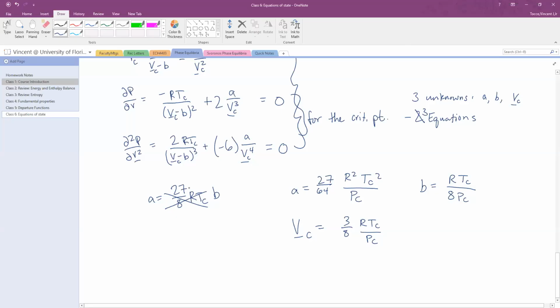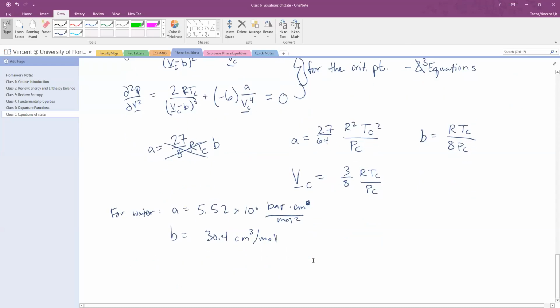So we can plug in the values of critical temperature and critical pressure and say that for water, the values of the van der Waals constants are A is equal to 5.52 times 10 to the 6th bar centimeters to the 6th per mole squared. And B is equal to 30.4 centimeters cubed per mole, just by plugging in the values of TC and PC.